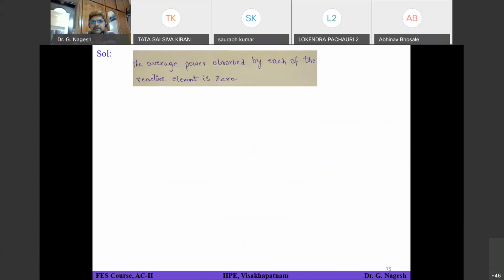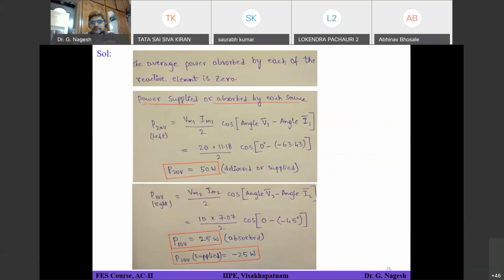Is it clear to everyone how to solve this? Clear, sir. Okay. So the power delivered by the source from the left hand side is actually deposited into two elements. One is the resistor and the other one is the second source. The power absorbed, or the average power absorbed, by inductive reactance or capacitive reactance is 0.